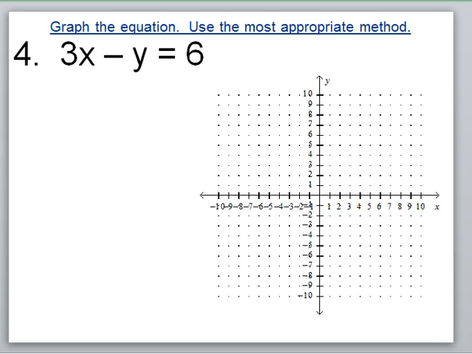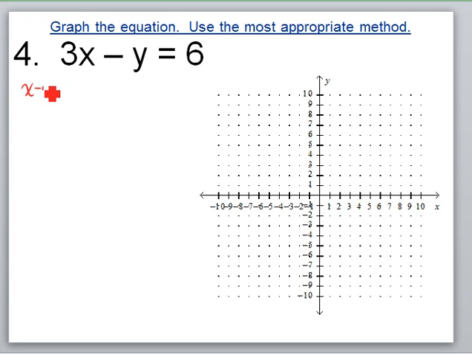Okay, back to picking the most appropriate method. So in this problem, since I don't have a y equals equation, and y, again, is not easily solved for, we could solve for it, but it's not necessarily the easiest thing to solve for. I will say that the most appropriate method would be finding the x and y intercepts. So I'm going to go ahead and do that.